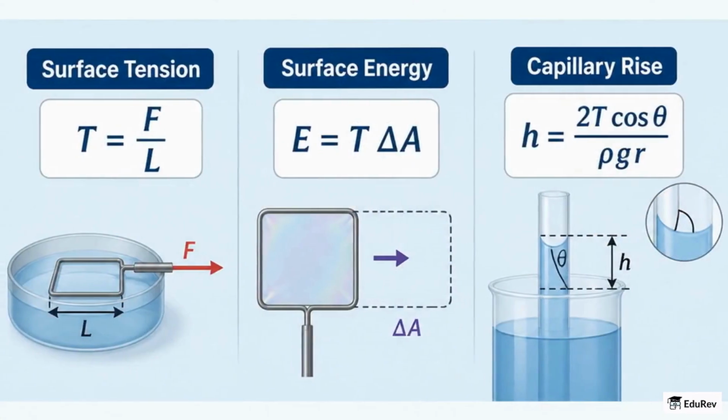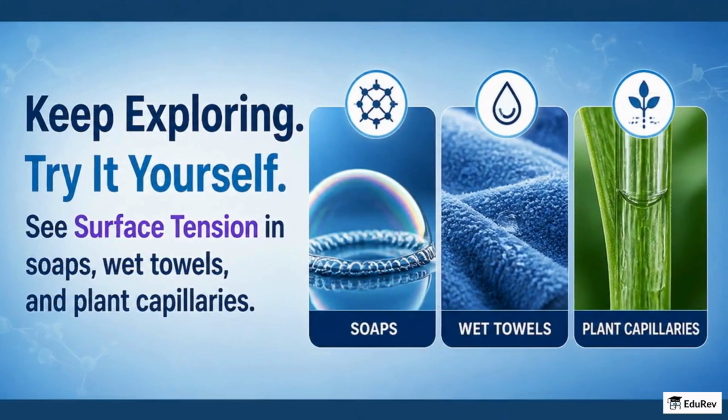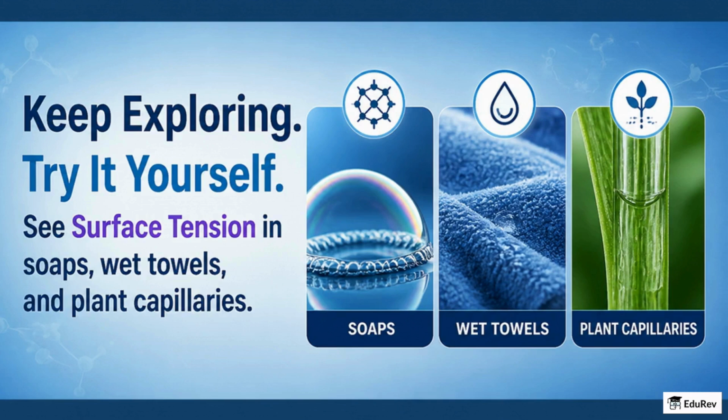Let us quickly remember. T equals F divided by L. Surface energy equals T times change in area, and capillary rise h equals 2T cosine theta divided by rho g r. Keep exploring examples, try the measurements and unit conversions yourself, and see surface tension in soaps, wet towels, and plant capillaries.